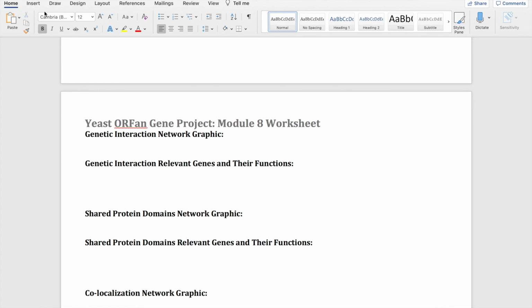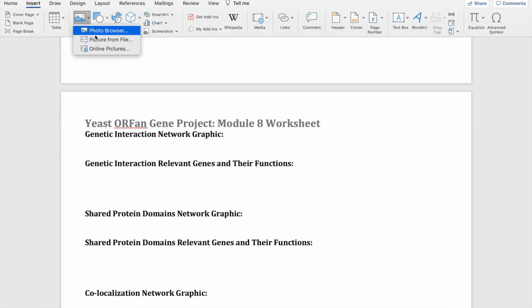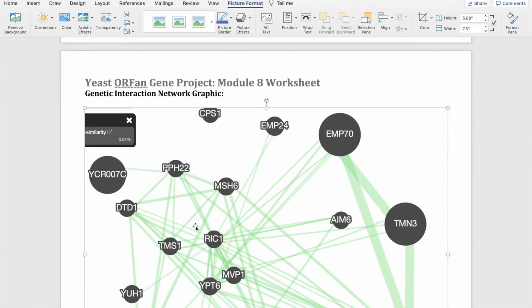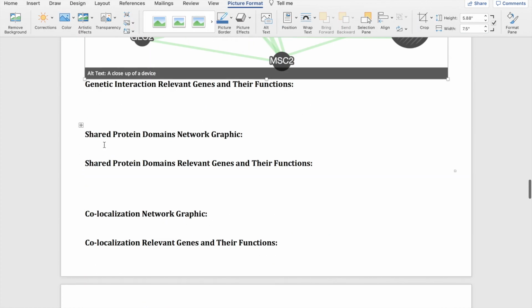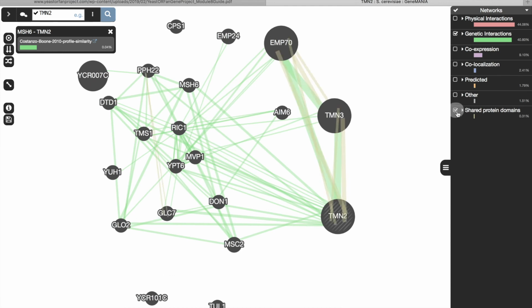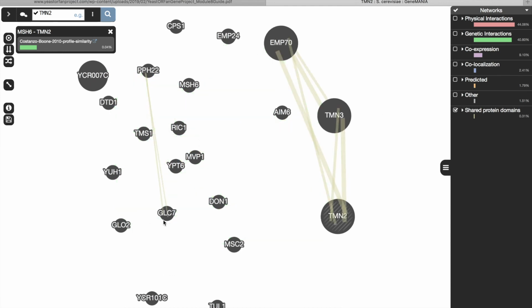And so with most of these, again, I do move the genes so you can clearly see the interactions because you can move them around. And again, you would copy down the gene interaction relevant genes and their functions, but it would take me all day to do that for the sake of this video.